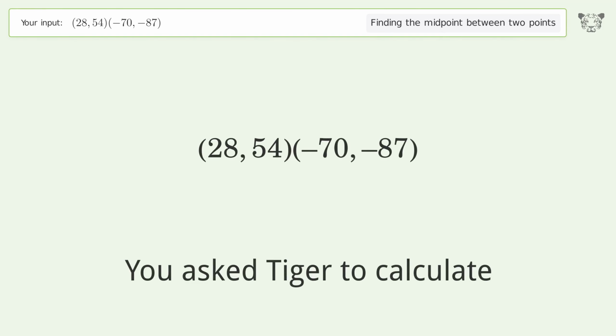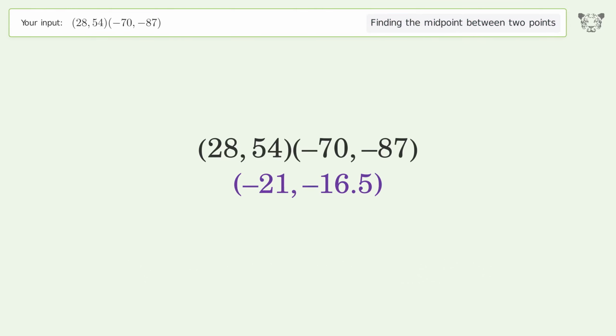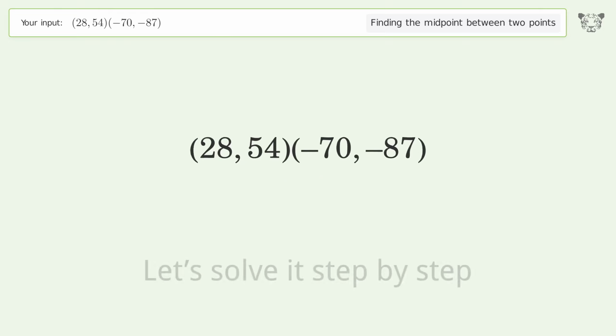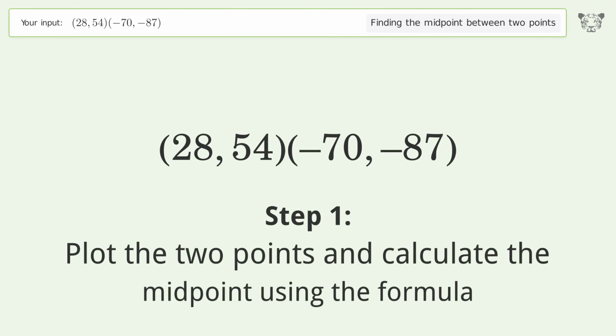You ask Tiger to calculate. This deals with finding the midpoint between 2 points. The midpoint between the 2 points is -21, -16.5. Let's solve it step by step. Plot the 2 points and calculate the midpoint using the formula.